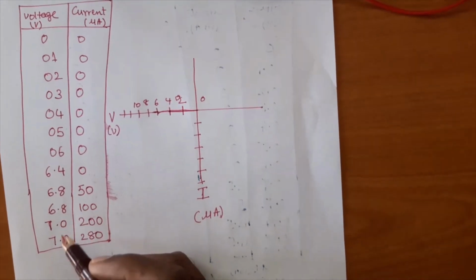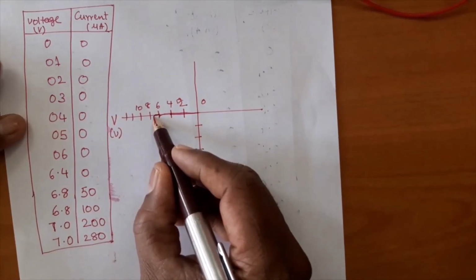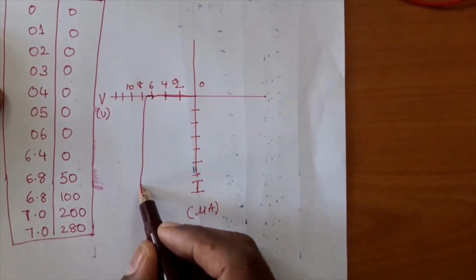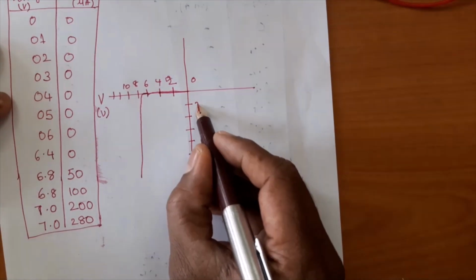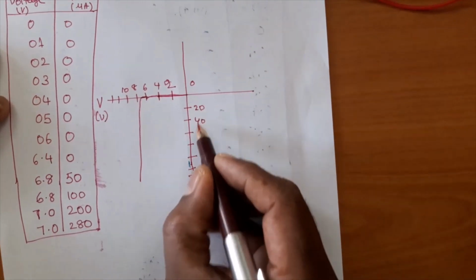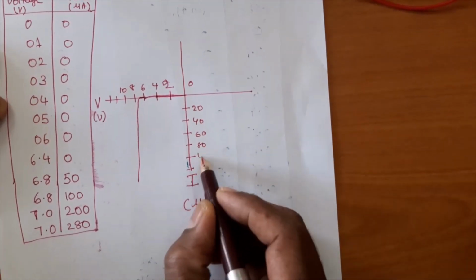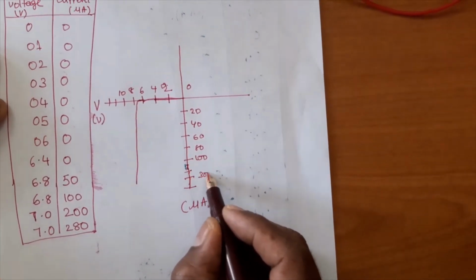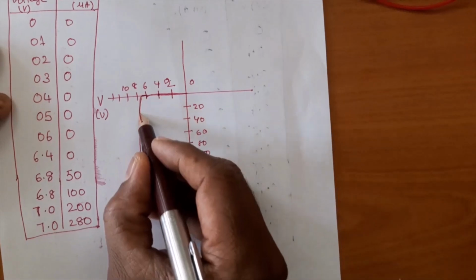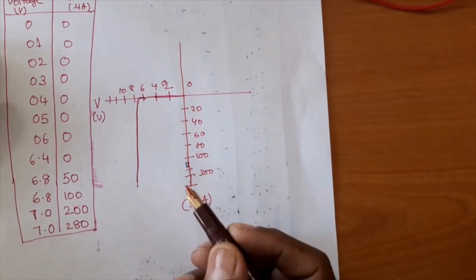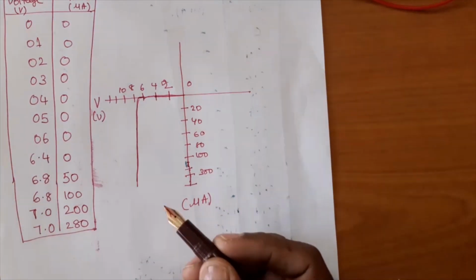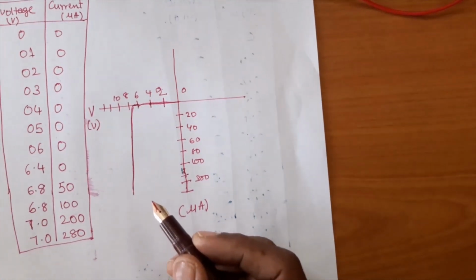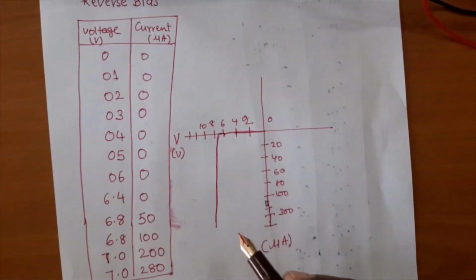remained constant. Hence, here I'll come to it and the current has increased up to, maybe if I take 20, 40, 60, 80, something like this, 100. If I just keep it, I may have 300 here. Then the current has increased sharply. This is the second major difference between the junction diode and a Zener diode.